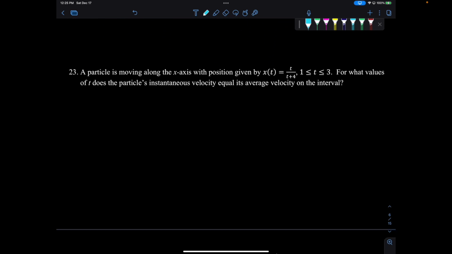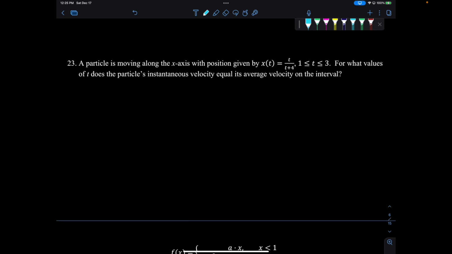This does not have a calculator thing next to it, so I guess we're doing it by hand. A particle is moving along the x-axis with position given by x of t equals t over t plus 4 from 1 to 3. For what values of t does the particle's instantaneous velocity equal its average velocity on the interval? So this is kind of the mean value theorem, which is sorely lacking in this midterm review that we're doing. But it doesn't really matter if the mean value theorem applies because we're just being told to try to solve this. So I need to find instantaneous velocity and I need average velocity.